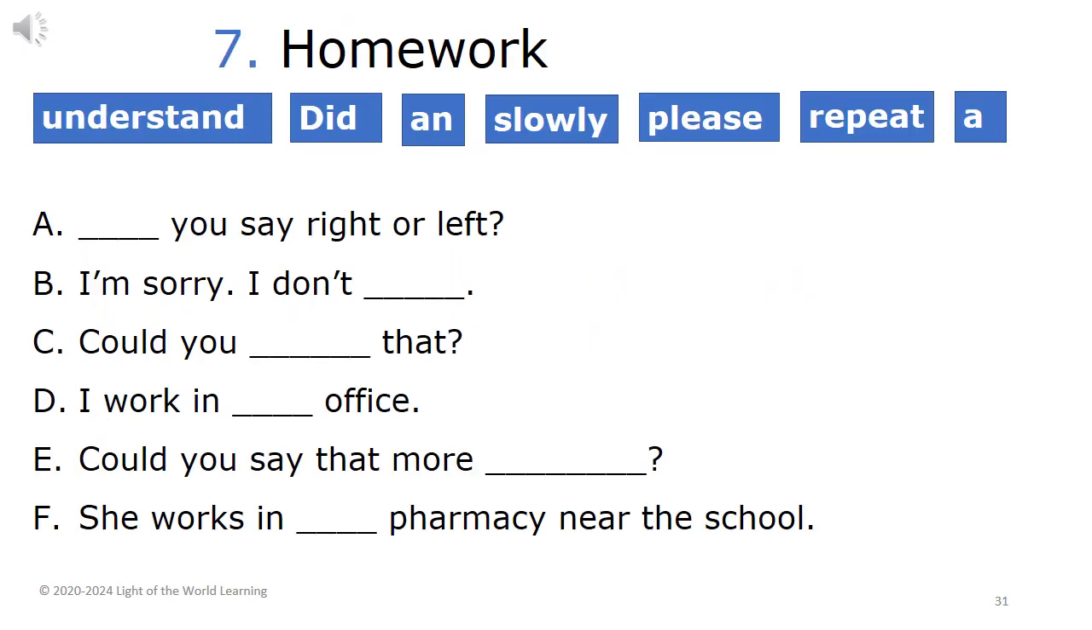7. Homework. Understand. Did, an. Slowly. Please. Repeat. A. You say right or left? B. I'm sorry, I don't. C. Could you that? D. I work in office. E. Could you say that more? F. She works in pharmacy near the school.